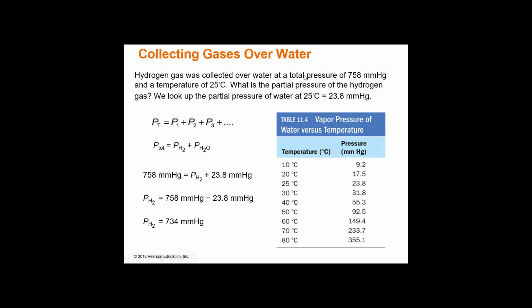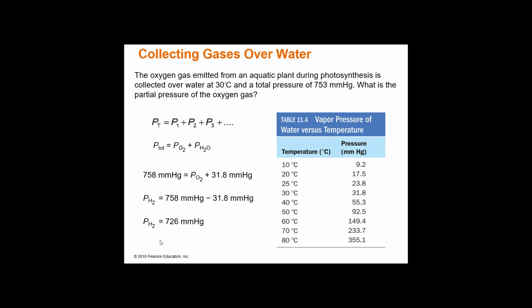Now we plug in what we know. We have the total pressure at 758 millimeters mercury. We want to know the partial pressure of hydrogen, and we know what the partial pressure of water is. So now it's just a matter of subtracting, and our partial pressure of hydrogen is 734 millimeters mercury. So let's do another one, very similar. These don't really change very much. I mean, they can make them harder in other ways, but to determine the vapor pressure, that's just looking up a chart.